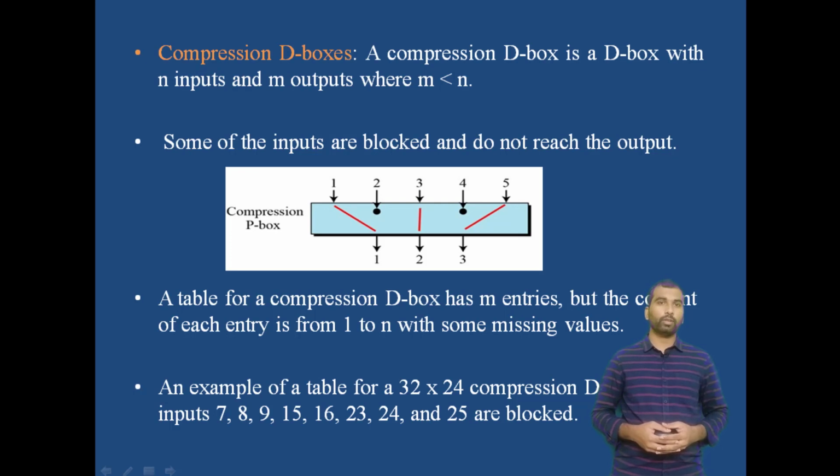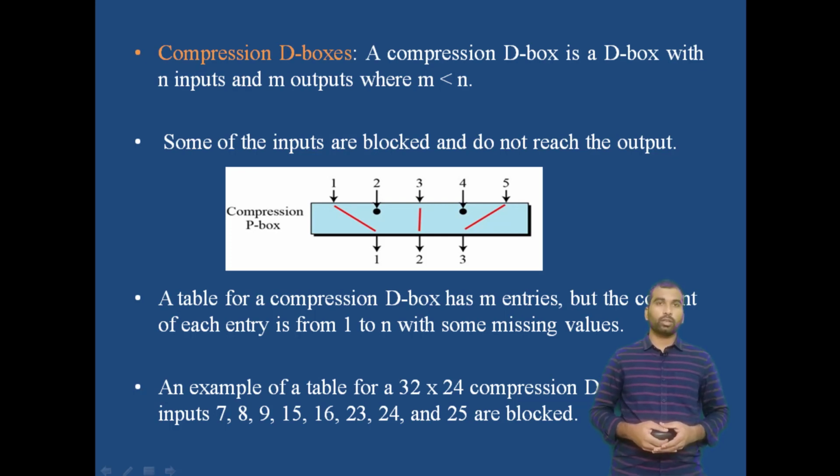Of the 5 inputs, the 2nd and 4th are blocked. The remaining 3 bits, that means 1, 3 and 5, are mapped to the 3 outputs. So we have n inputs and m outputs, where m is less than n, that means the outputs are fewer than the inputs. A table for a compression D box has m entries, but the content of each entry is from 1 to n with some missing values.